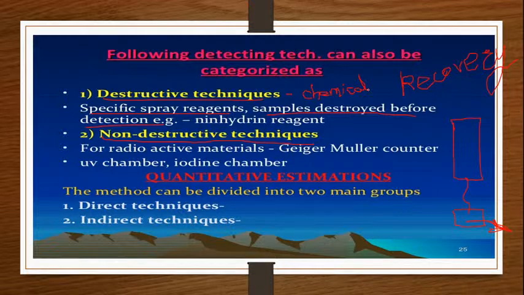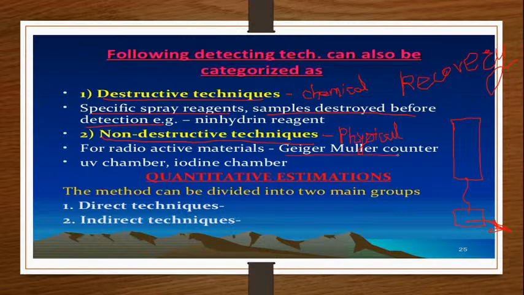For that purpose you need non-destructive techniques. Remember, non-destructive techniques are techniques which just utilize the physical characteristics of the sample, and that's why they are non-destructive in nature, because the chemical structure and chemical form of the compound remain the same. Only the physical characteristics evolve to give you the visualization effect, like in the case of the Geiger-Muller counter.